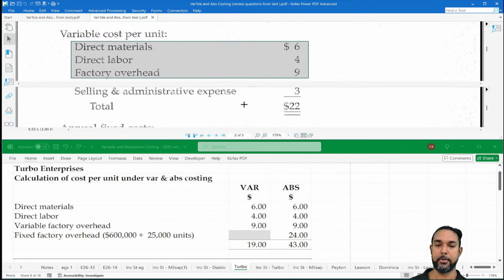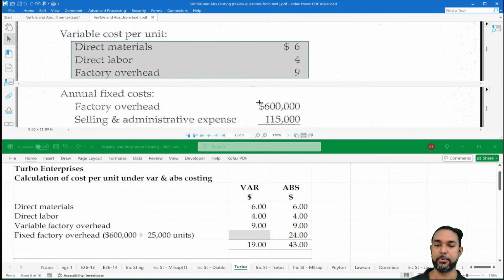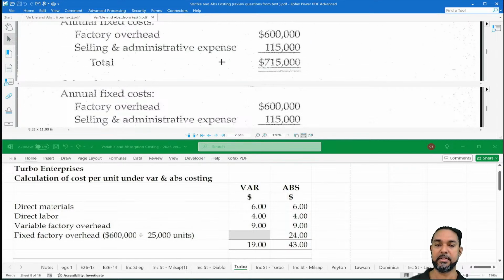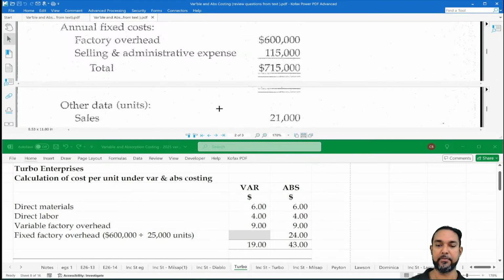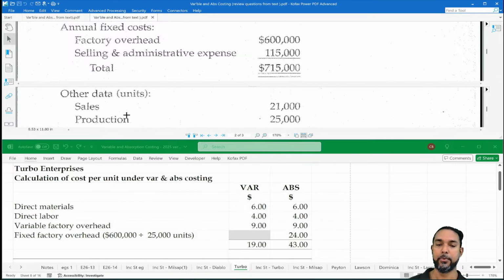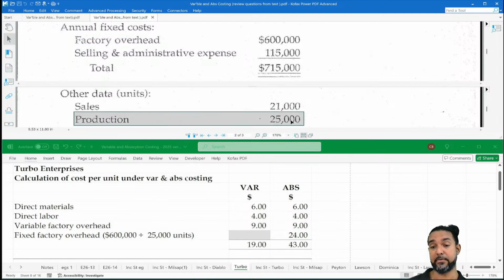Yeah, and pull up to where we have annual fixed cost. So we have 600,000. Now, obviously, we're not going to add 600,000 to the $19. So what we have to do as well is take that 600 and find the number of units produced, which we have right here, 25,000. So we're going to take $600,000 and divide by 25,000 units. That's going to give us $24.